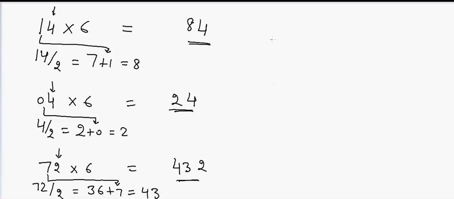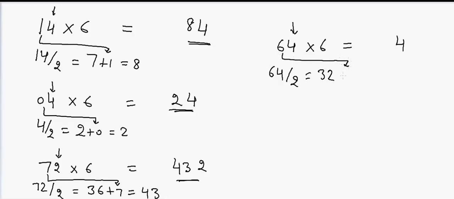Again, another example: if I have 64 and I want to multiply by 6, I'll take the last digit, which is 4, and then 64 divided by 2 is equal to 32, and then I'll add 6 into it. Hmm, that will give me 38. The answer is 384.